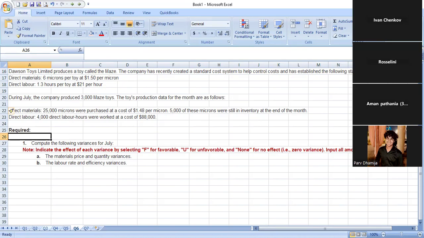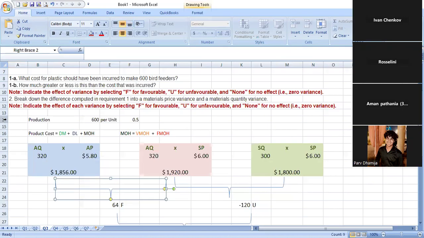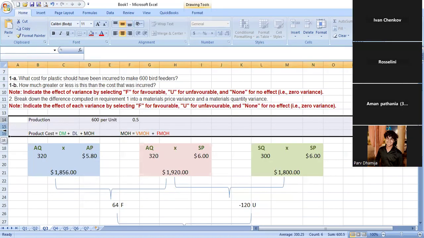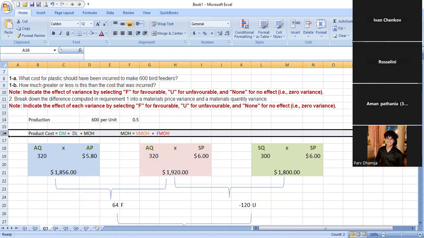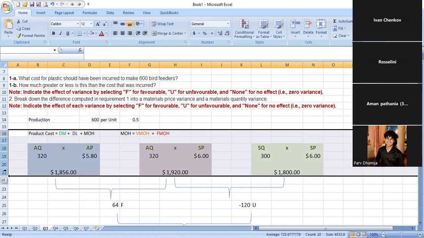So let's go back to question 3 when we're doing this calculation here. Let me get some of this calculation, and let's work with that.